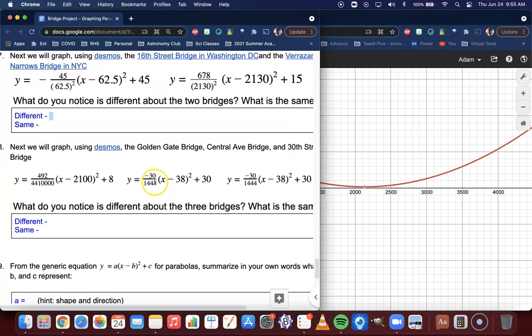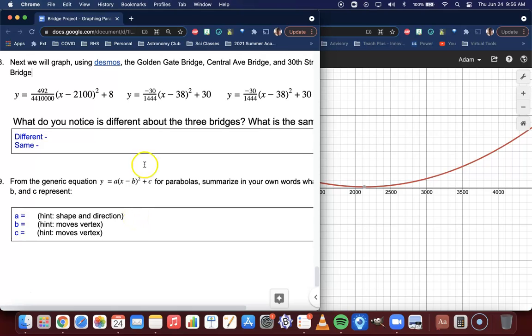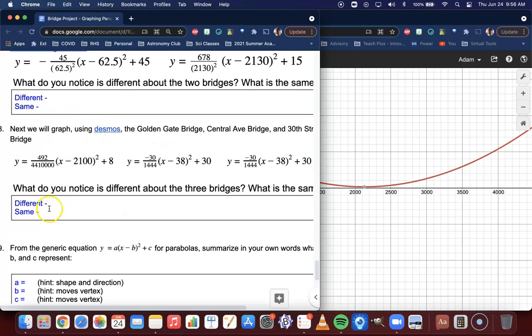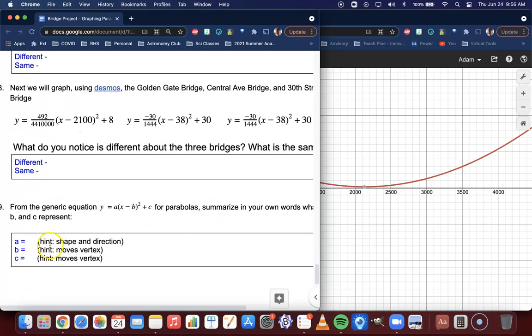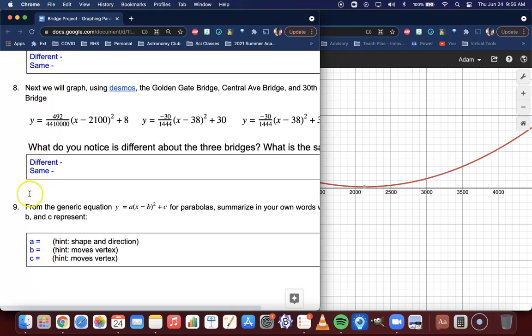And then you're going to do the same activity for the Golden Gate Bridge, the Central Ave Bridge, and the 30th Street Bridge as well down here at the bottom. When you do that, I want you to answer what's different and the same about those three bridges. And then finally, what I want you to do is answer these questions A, B, and C. This is, again, you're going to be turning this in on Google Classroom. Along with finishing watching this Edpuzzle, you'll earn credit for both of those activities.